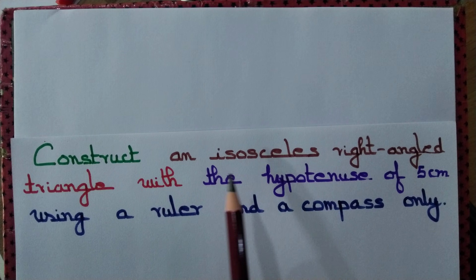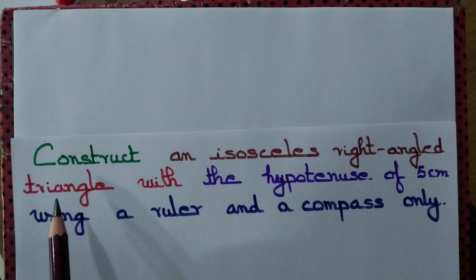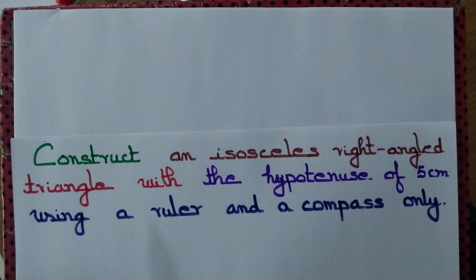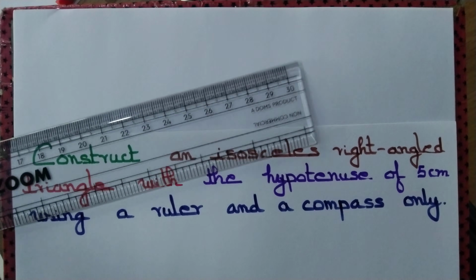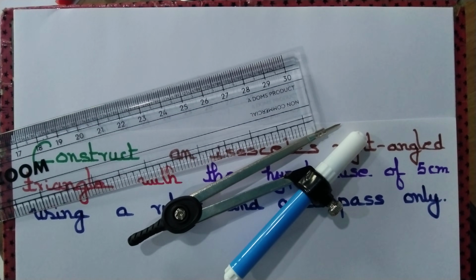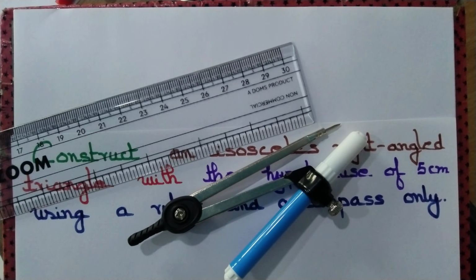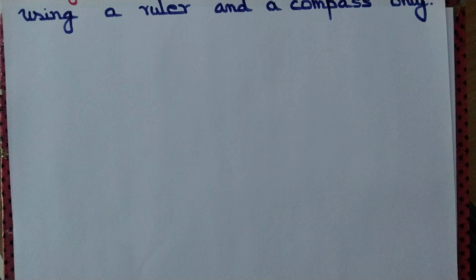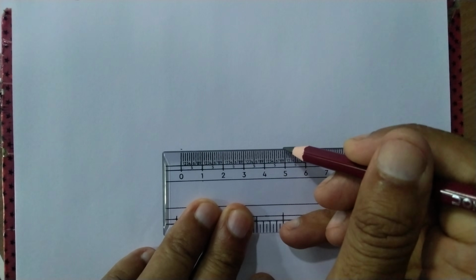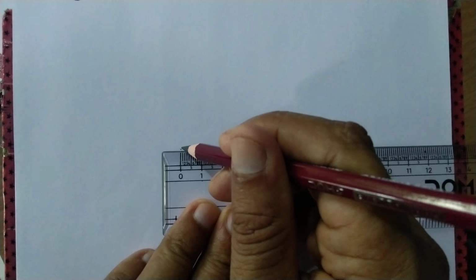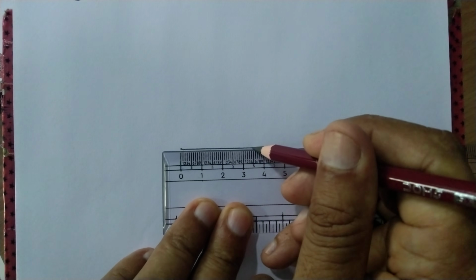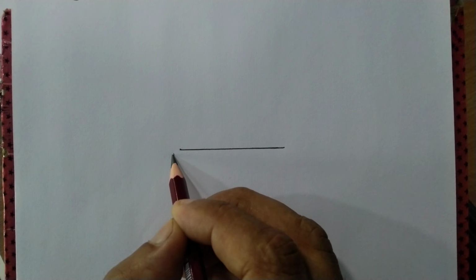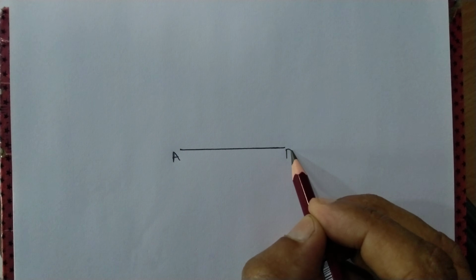Let us construct an isosceles right angle triangle with the hypotenuse of 5 cm using a ruler and a compass only. Of course, we will be using pencil. First step, we will be drawing a line segment that measures 5 cm. 0 to 5. And we obtain a line segment that measures 5 cm. Let us label the line segment as AB.